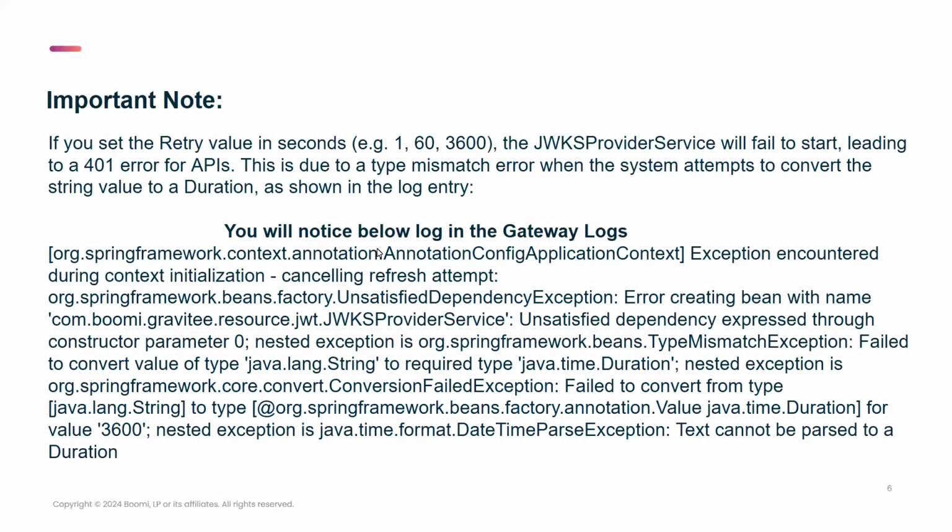One important note is that if you set the retry interval in seconds, that is as 5 seconds or 60 seconds, the JWKS provider service will fail to start, causing APIs to fail with 401 errors, even if all the configurations are correct. While investigating the 401, you will note a below log entry indicating that the retry interval format is not correct, such as type mismatch error.